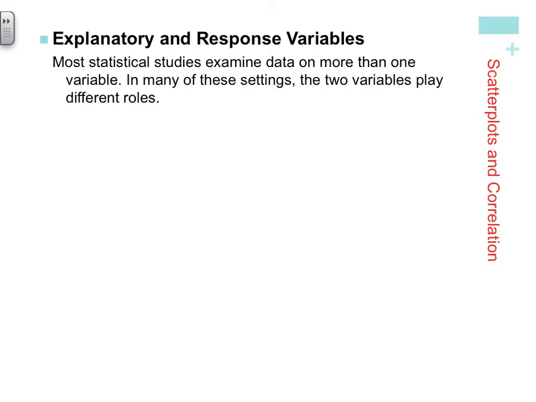So that might be something like car weight. Does car weight help explain the amount of accidents that result in death? Does smoking influence life expectancy? In these relationships, the two variables play different roles. So accident death rate and life expectancy are the response variables of interest, where the car weight and the number of cigarettes smoked would be more of an explanatory variable.